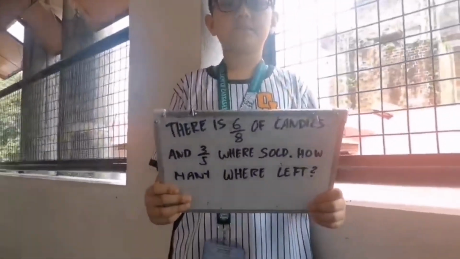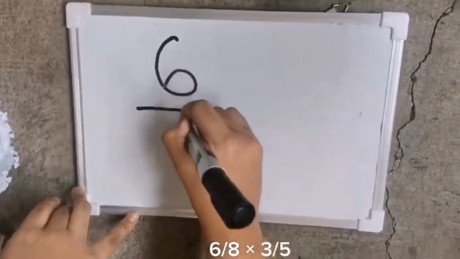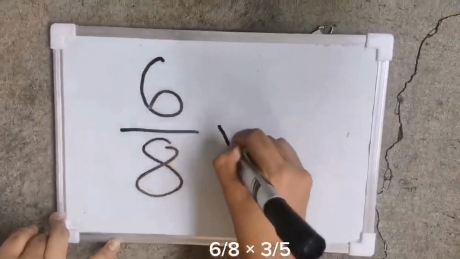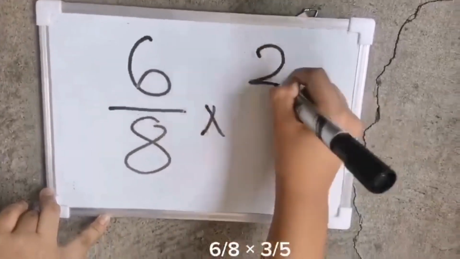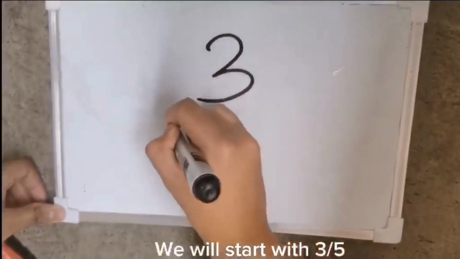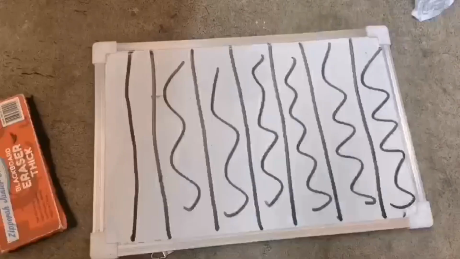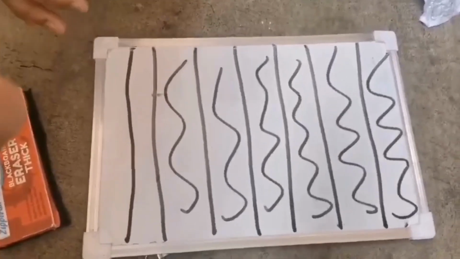Of candies and 3/5 were sold. How many were left? The first fraction that we will do. This is the second, this is the 6/8.